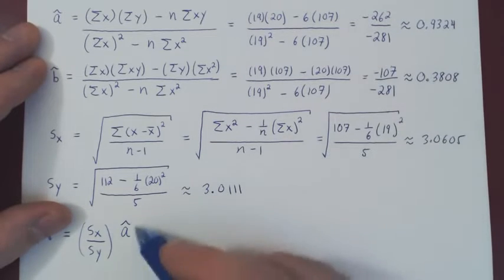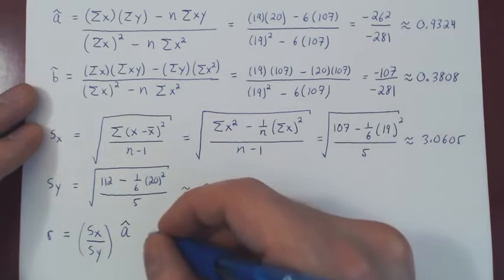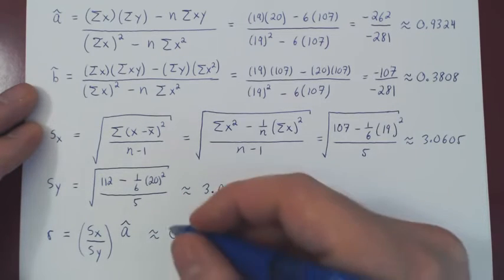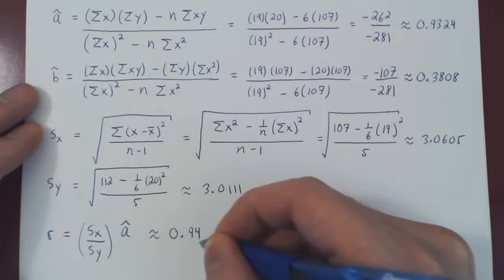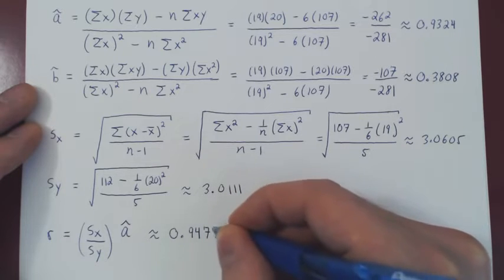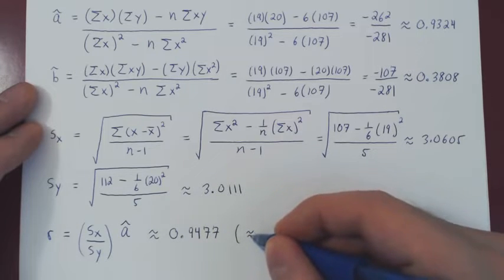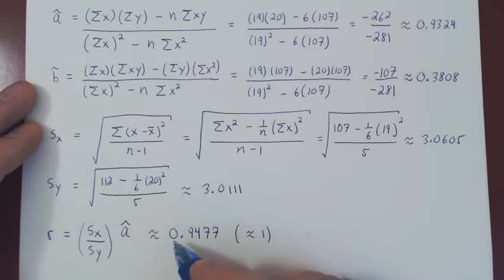a hat is right here. So if you plug this in the formula, you will find an approximate value for r of, again rounding to the fourth decimal place, 0.9477. Notice that this is really close to 1, so we have a very strong correlation here. Which means that the points in our scatter plot would lie really close to the line of least squares, which says that the predictions that we can make from the line of least squares should be pretty accurate.